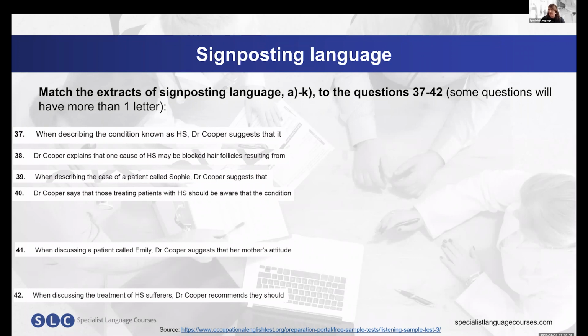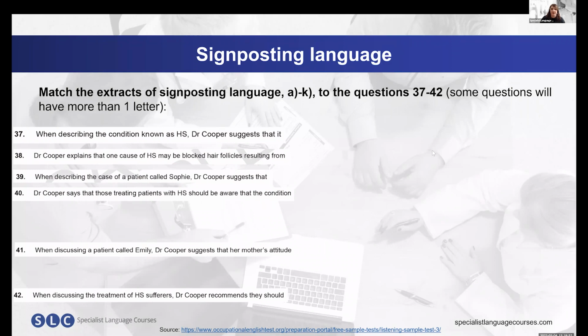This one's slightly more tricky. So pop your ideas into the chat box. What do you think the topic of this listening is? Great. So as you can see, you've spotted HS. Yes, it is. What area of medicine are we looking at if we're looking at HS? Who do you expect to be speaking? Excellent, dermatology. Great. So we're looking at a dermatologist speaking.